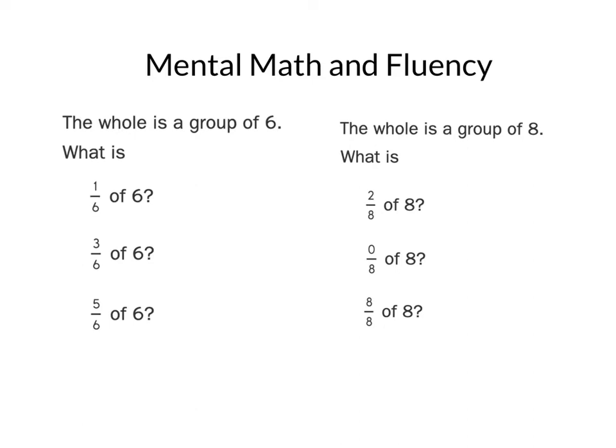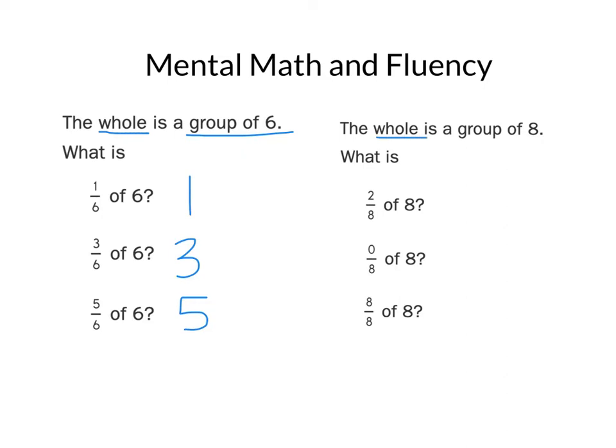And we're going to talk about this problem first. The whole is a group of 6. So what is 1/6 of 6? Your answer would be 1, because 1/6 of 6 as the whole would be 1. 3/6 of 6 would be 3. And take a guess, 5/6 of 6 would be, that's right, 5.